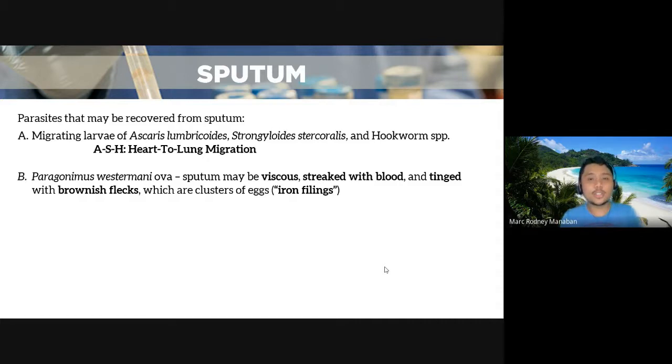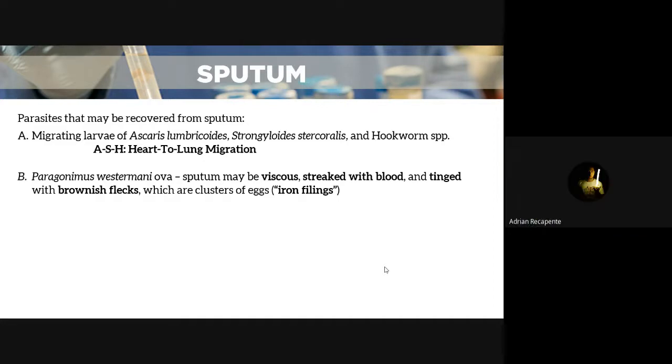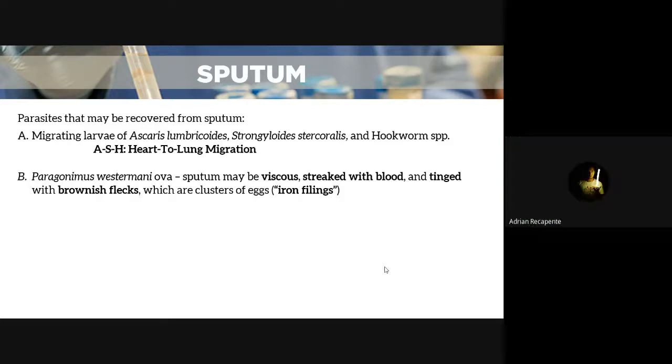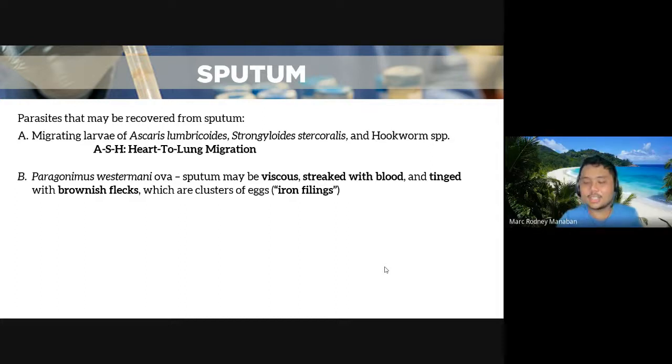Since we're talking about sputum appearance, which bacteria causes sputum that is described as rust colored, like rust? Streptococcus pneumoniae. Very good. Do not forget that once you develop infection with S. pneumoniae, your sputum is described as rust colored. What type of pneumonia does S. pneumoniae cause?